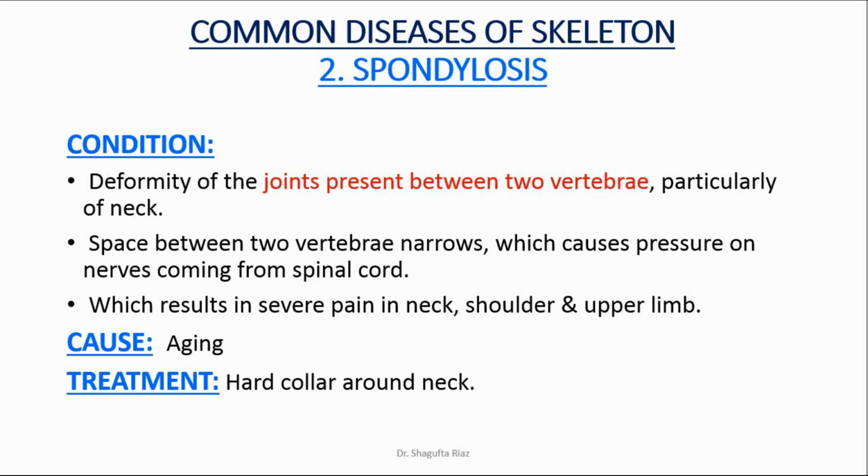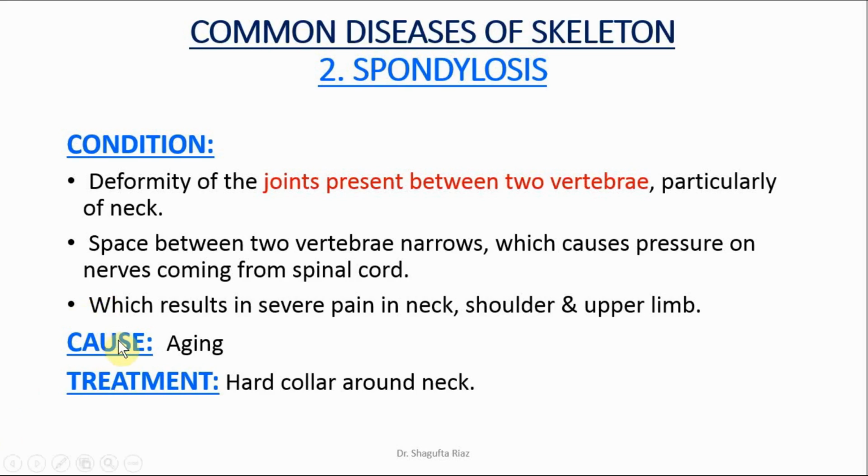Spinal cord is going through the vertebral column, so it will pass through the neck also, and when the vertebrae narrow down or come closer, they will exert pressure on the spinal cord, which results in pain in the neck, shoulder and upper limb, which means arms. As the neck is joined with the shoulder and upper limbs, when the pain occurs in the neck, it will involve the shoulder and the arms also.